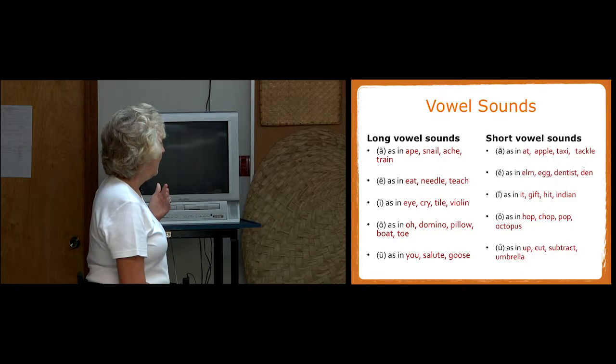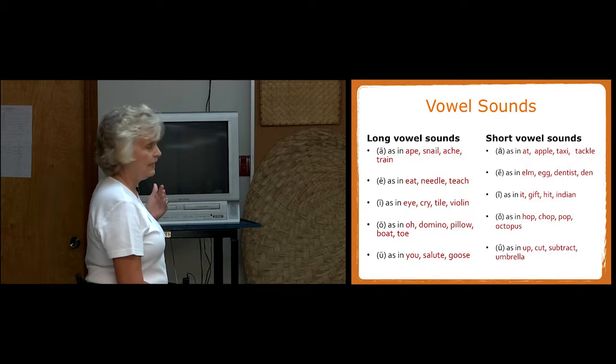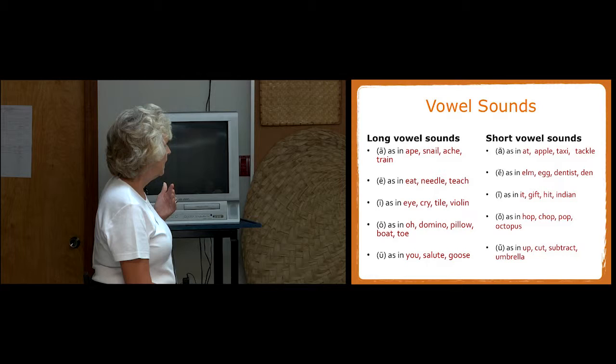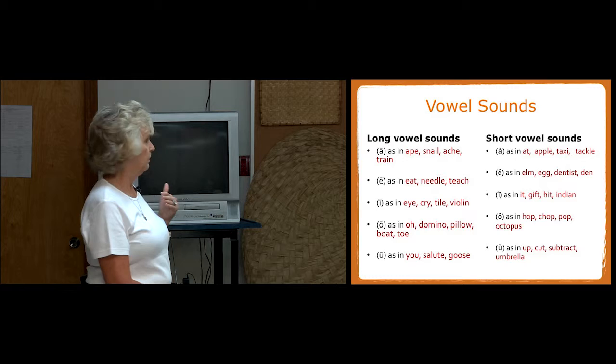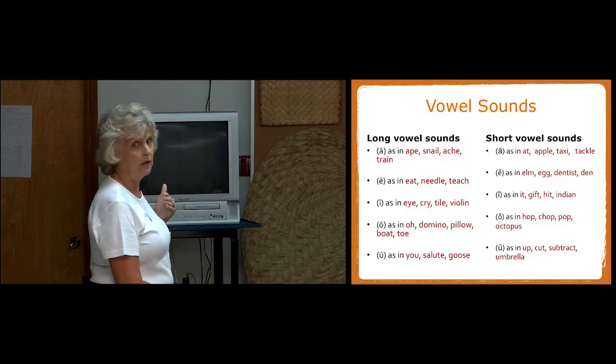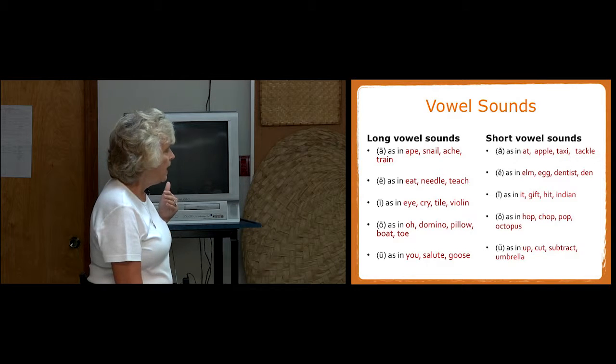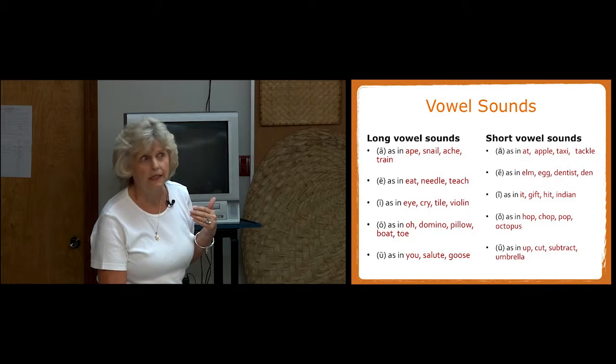And let's look for your long O, and you're going to listen for O. So, O, domino, pillow, boat, toe. Now listen for ah. Read and listen for ah: hop, chop, pop, octopus. You've got a short sound, you've got a schwa, and you have a long U in octopus.